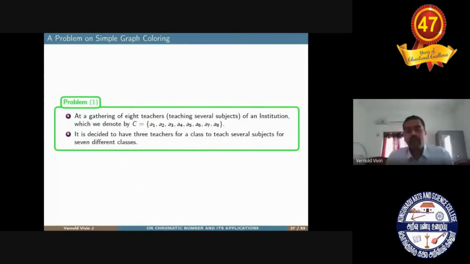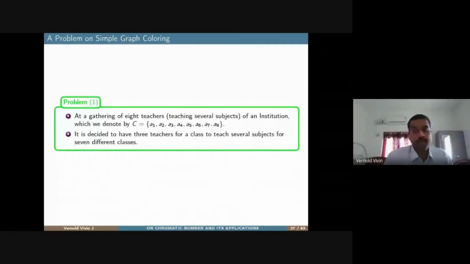Here you can find the problem at a gathering of 8 teachers. Each teacher will be teaching several subjects. They are not going to teach the same subject. They will be teaching English, maths, physics, chemistry, biology, whatever an institution has. They are going to teach 8 different subjects, which we denote by C. So we are going to classify the 8 teachers into a set, A1, A2, A3, A4, A5, up to A8.